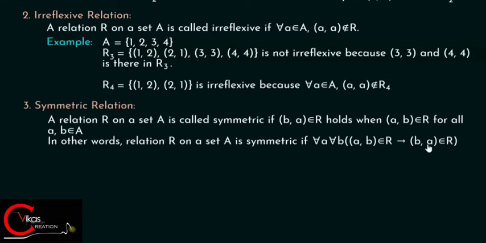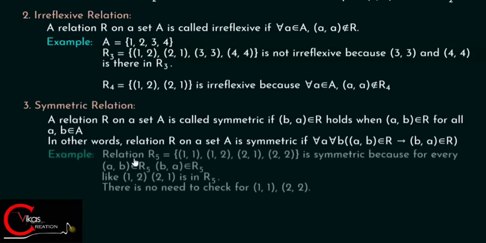This is an implication. If (a, b) belongs to R is true, then (b, a) belongs to R must be true. Let's consider one example. Let's say we have a relation R5 on a similar set A, that is {1, 2, 3, 4}. This relation is defined on this set A. Let's say in this relation we have these ordered pairs: (1, 1), (1, 2), (2, 1), (2, 2). Now this relation is symmetric, let me tell you, because for (1, 2) we have (2, 1), right?